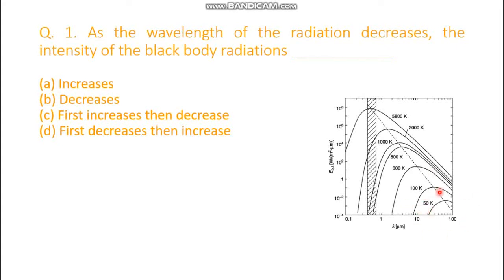Here's the picture. Wavelength decreases, so we have to move from right to left. Take any line, any graphical presentation. This one increases then decreases. At 50 Kelvin increase, 100 Kelvin increase then decrease. At 5800 Kelvin increase then decrease. So option C is the right answer.